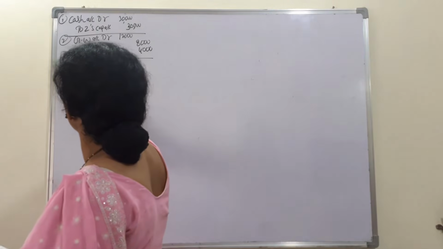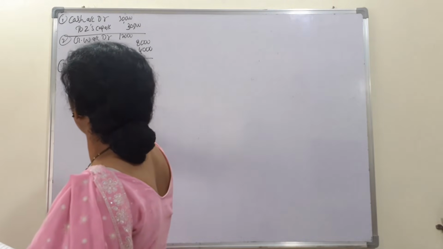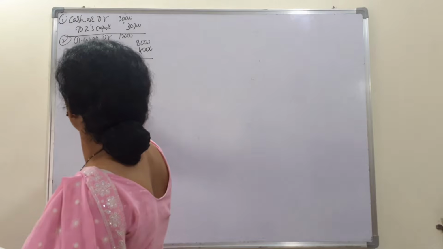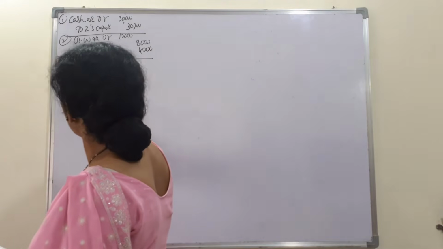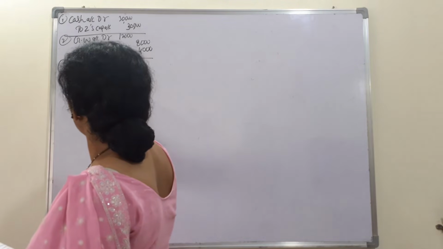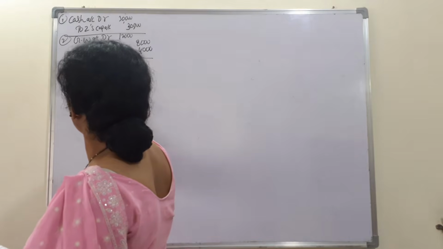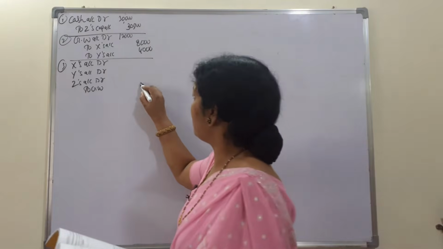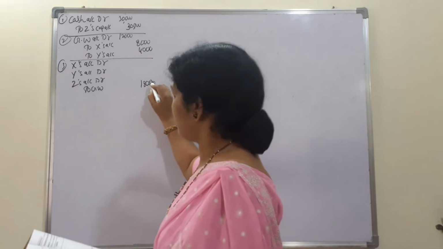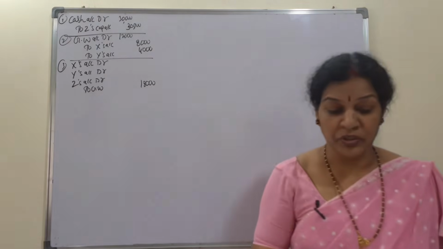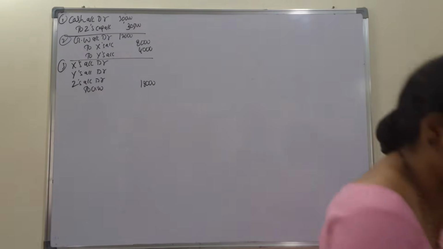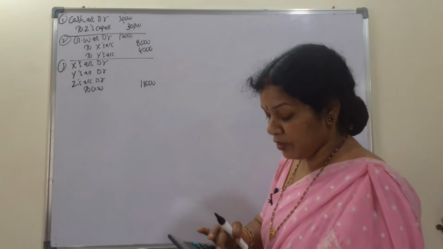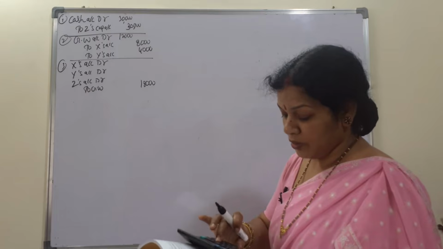Write off means X's account, debtor Y's account, debtor Z's account, debtor to goodwill account. When they want to write off everything, it comes to 18,000. They wanted to write off 18,000 in the ratio of 2:1:1.